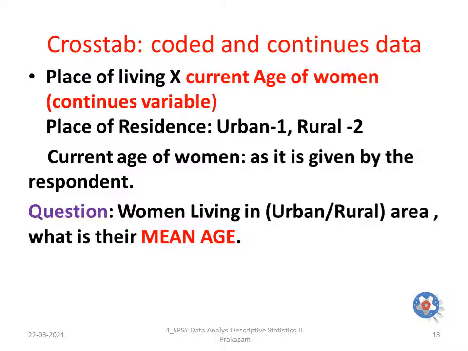Suppose the researcher, using my survey data, is interested in finding out place of living versus current age of the woman. Place of residence is already coded as urban equals 1, rural equals 2. Current age of the woman is as recorded, given by the respondent, so it is a continuous variable. Therefore, we want to find out, for women living in urban or rural areas, what is the mean age of the woman.